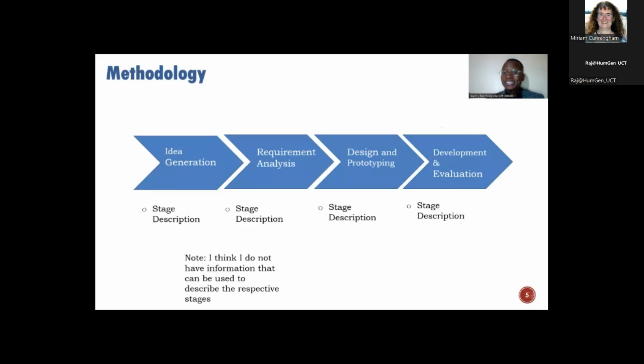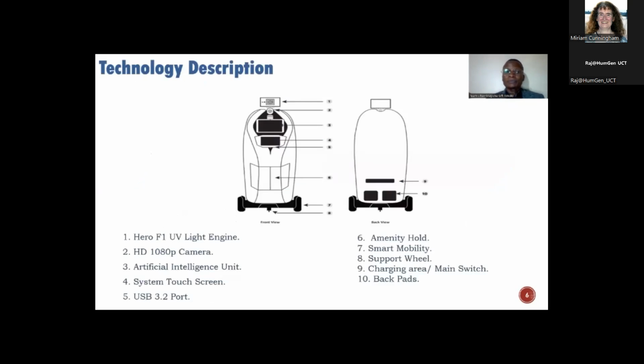Our methodology started with idea generation, where we had a cardboard device. It went through a requirement analysis, and then we started off with a wooden device, which we actually presented at IST-Africa. And we have improved this into a sleek modern design that is undergoing evaluation. And soon, when we get the funds, we are ready to scale.